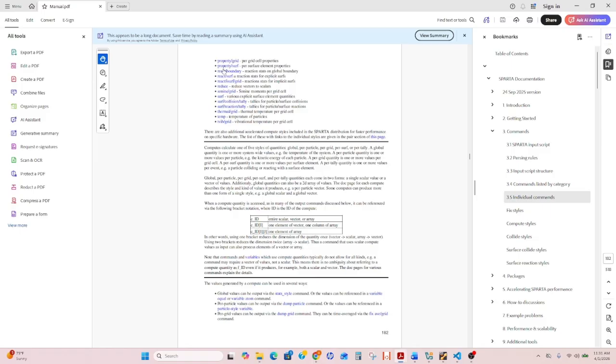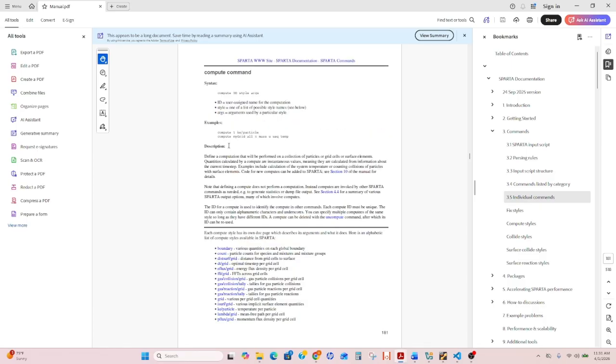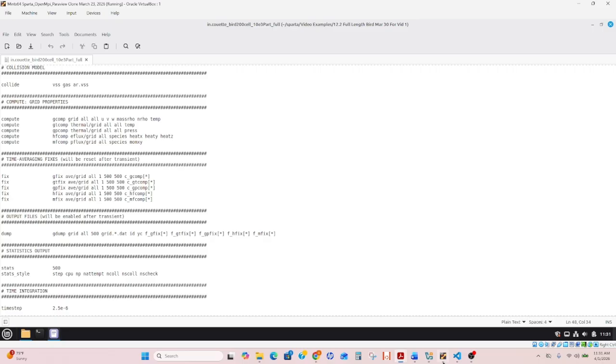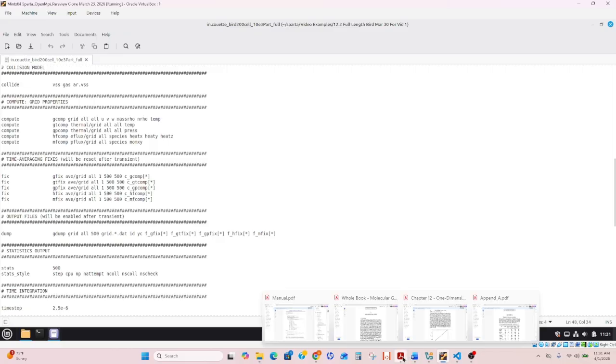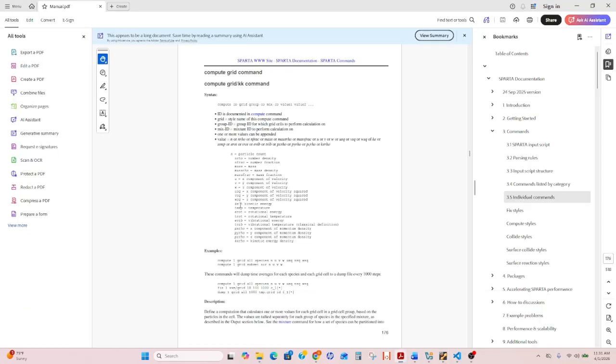And there's a bunch of them related to surfaces that later on in some of the other examples we'll use. And then a lot of them are related to the grid. But just here, for example, if you click grid, here I tell it compute, and I'm calling this group of computes gcomp. And I'm saying we're going to use the grid command, and I'm saying all the grids, and then I think this means all X and all Y. But then when you go to this, it tells you these are all the different variables you can compute. And SPARTA will give you results on a grid basis. And I believe it's the average in that grid cell.